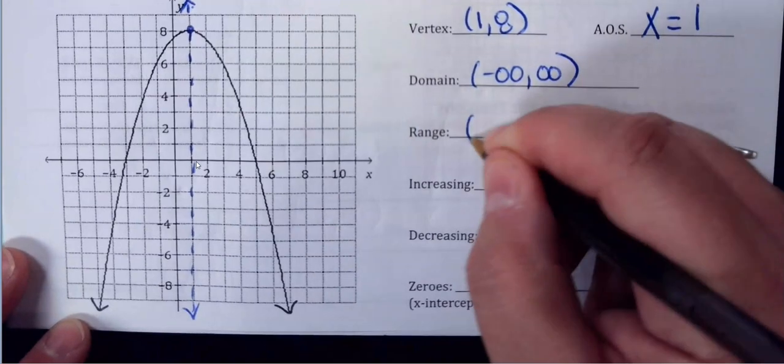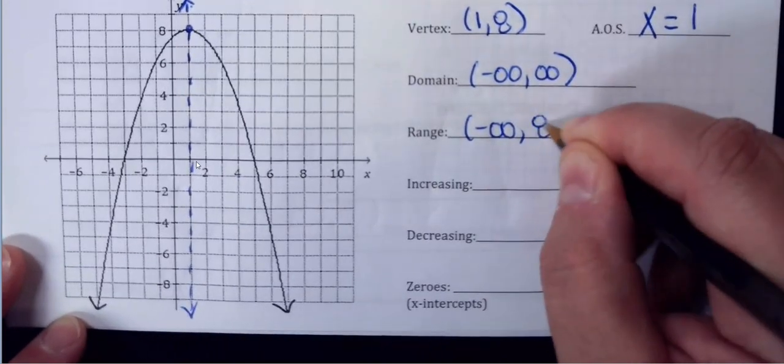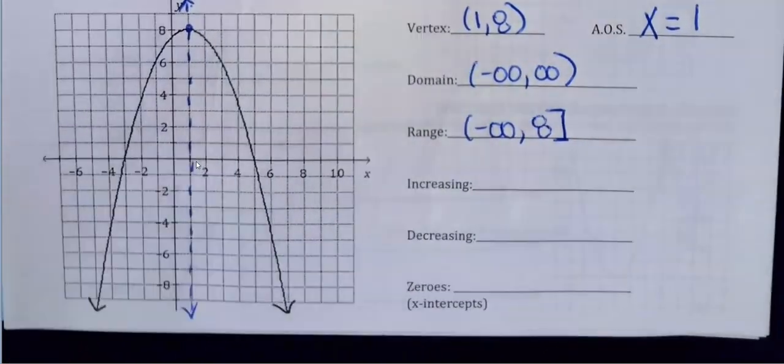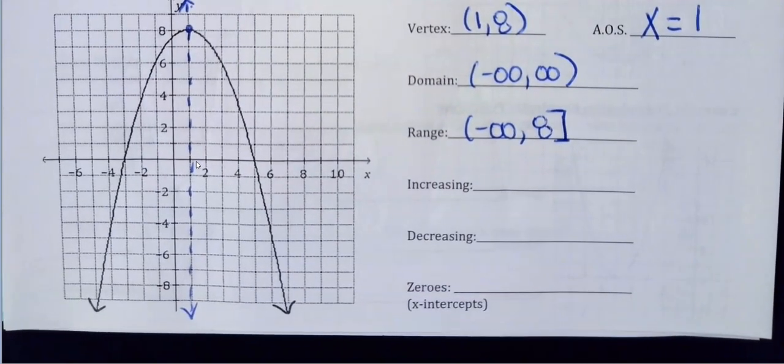Perfect. Negative infinity, and then we're going to have a bracket at the 8. This is the only one that's going to have a bracket because we actually touch that point, and it has nothing to do with increasing or decreasing. It's just a point on the graph that we're going to touch. The range is the only thing that describes y values. Everything else we're doing today is describing x values.